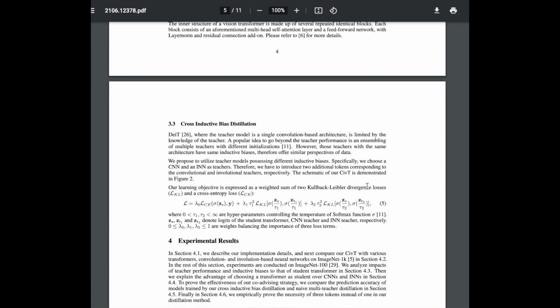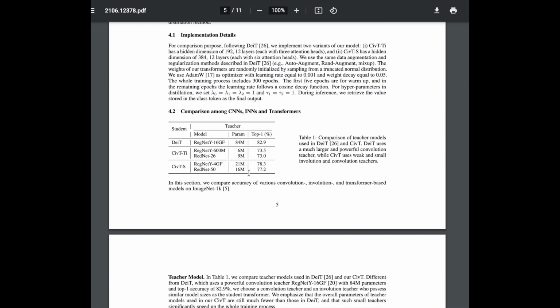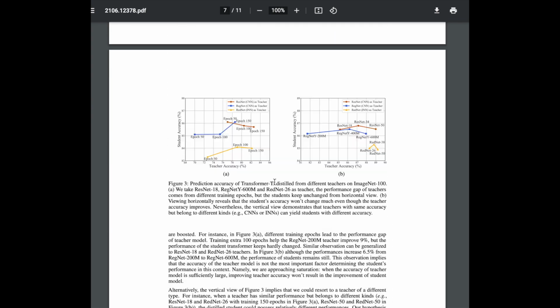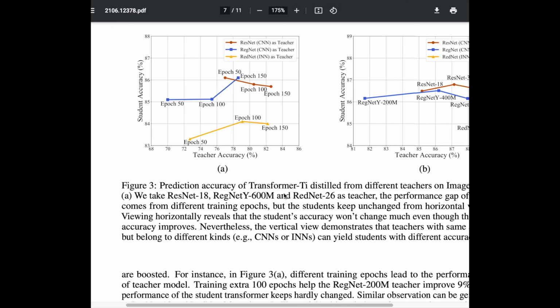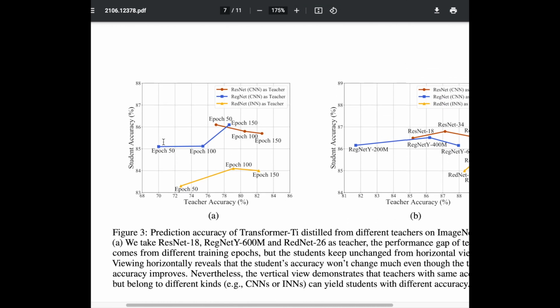So in the end, they show these interesting results where they improve the performance. Probably the most interesting table is this one, where they show that even though you continue to improve the teacher model, going left to right, epoch 50, epoch 100, epoch 150 with the RegNet CNN model, even though the teacher is improving, the student isn't really improving.